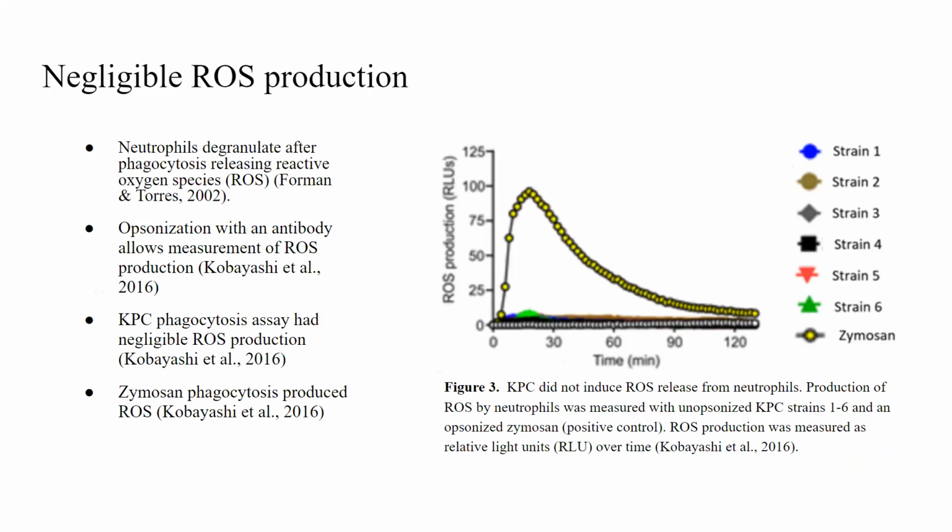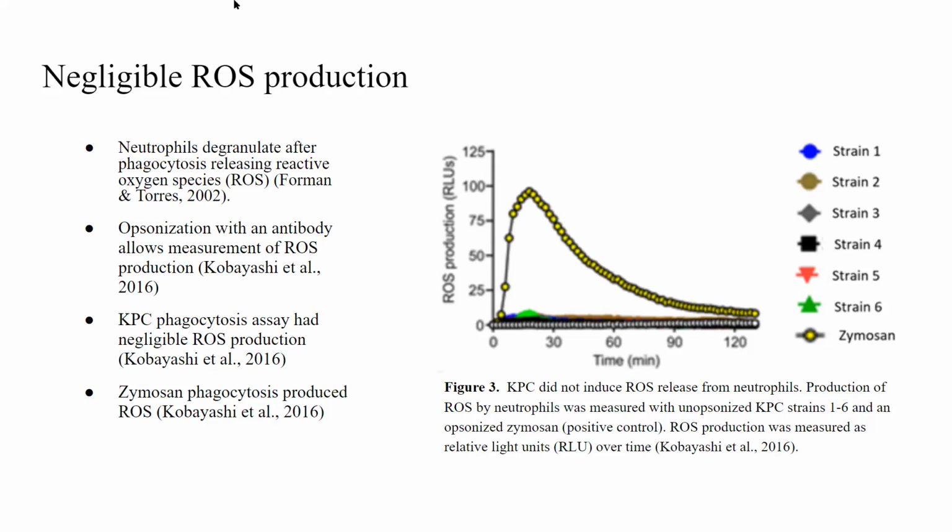Neutrophils are also classified as granulocytes, which means that they are capable of degranulating. And one of the components that they release are reactive oxygen species. And degranulation will occur after phagocytosis.